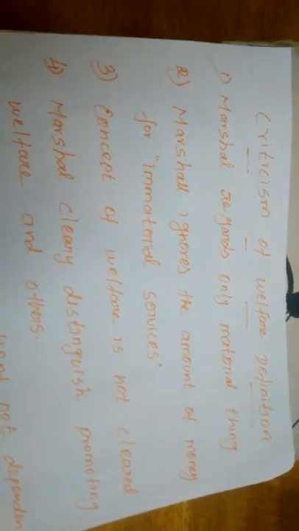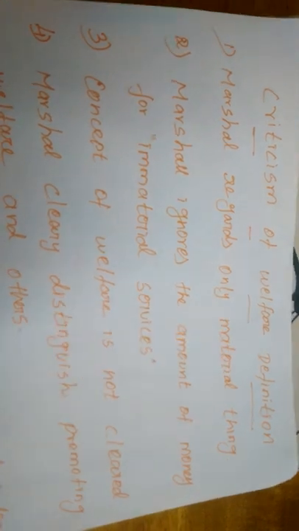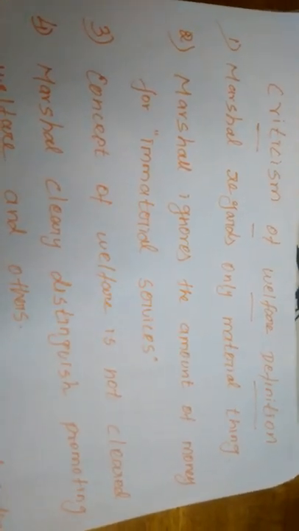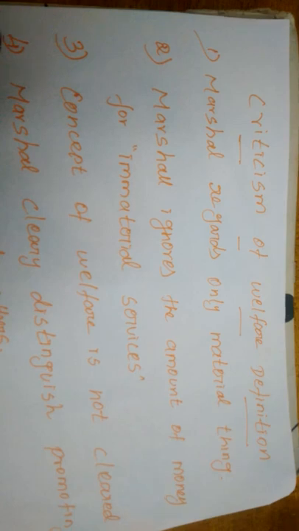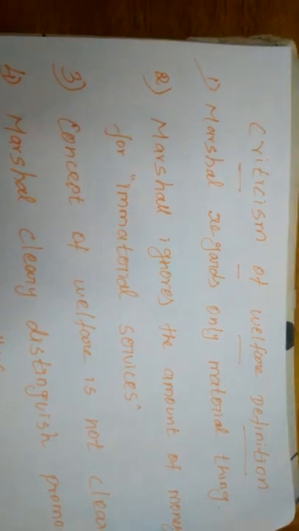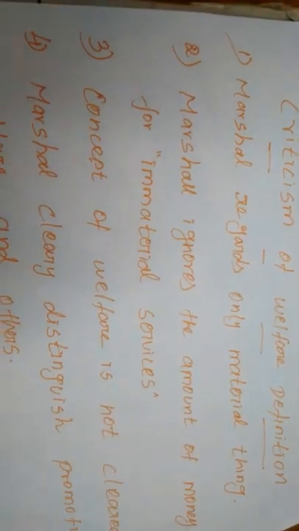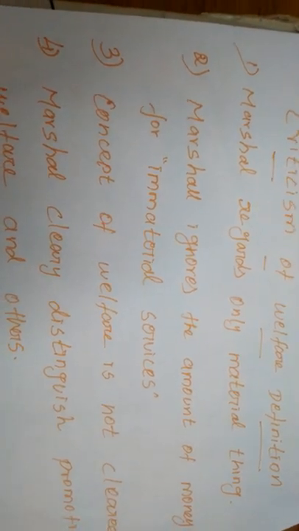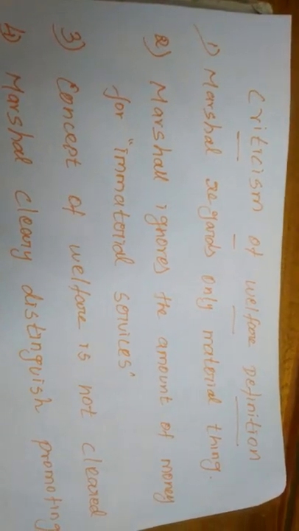Even if these things are not able to increase economic activity, they have the power to satisfy human welfare. The second criticism is that Marshall ignores immaterial things; he does not consider them as human social welfare. The next one is that Marshall ignores the amount of money that goes as reward for immaterial services.